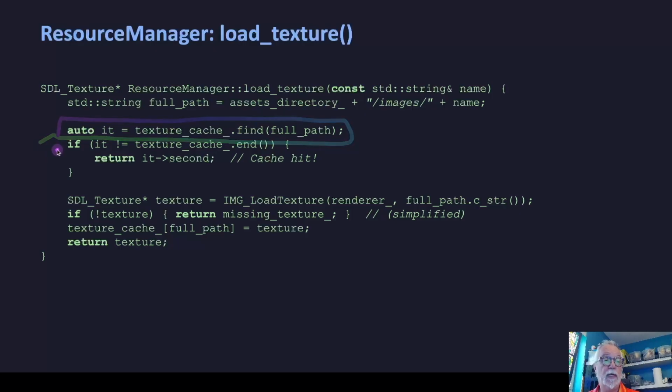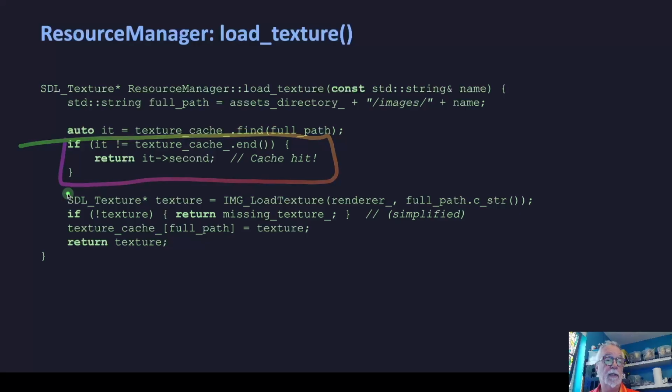If I don't have it, if I do have it, I just return it. I've got it, it's done, I'm done. Otherwise, we load this from disk. Now notice this is our image load texture that we saw before. This is how we only have one, and then we call it.